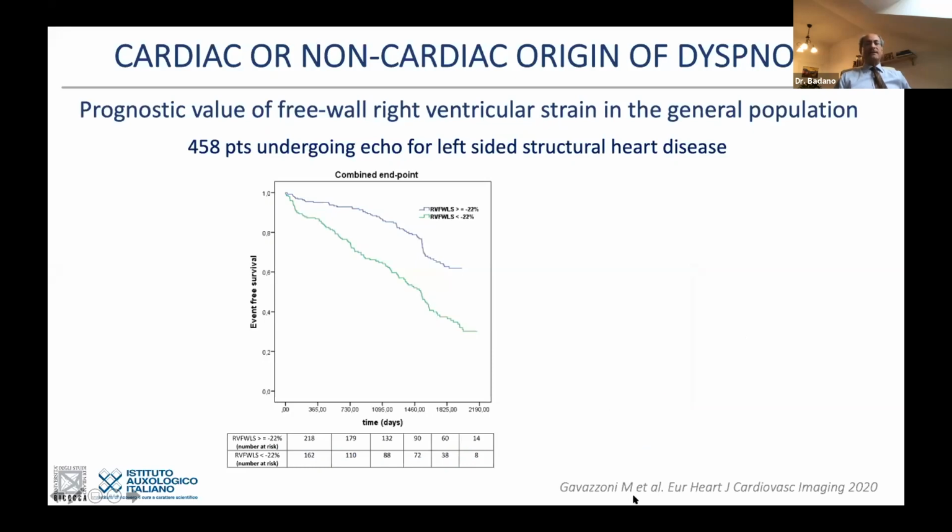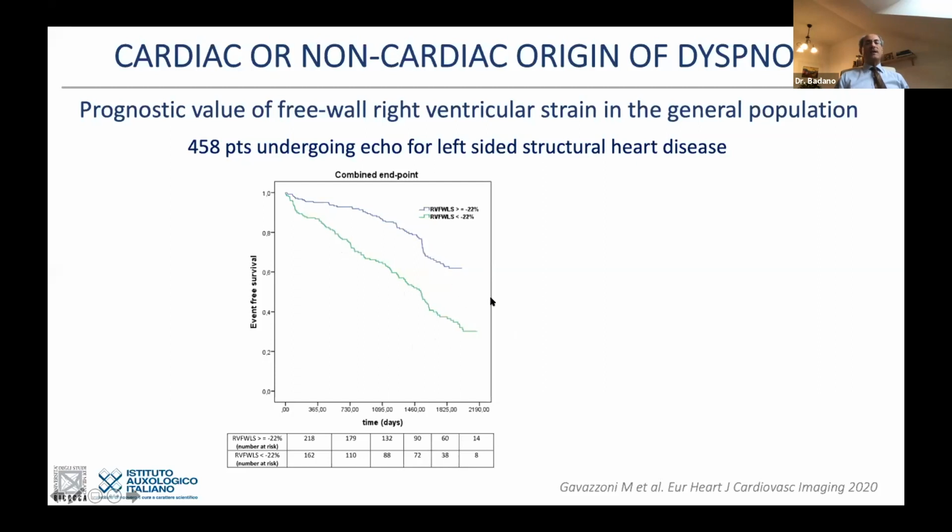a paper by Mara Gavazzoni, again from our lab, looked at the prognostic value of free wall right ventricular strain in more than 450 consecutive patients undergoing echo for clinical indication. And you see that having a normal or an abnormal strain of the free wall, with the cutoff value set at 22%, is very important in determining your prognosis. Here is a combined endpoint of cardiac death and rehospitalization for heart failure.